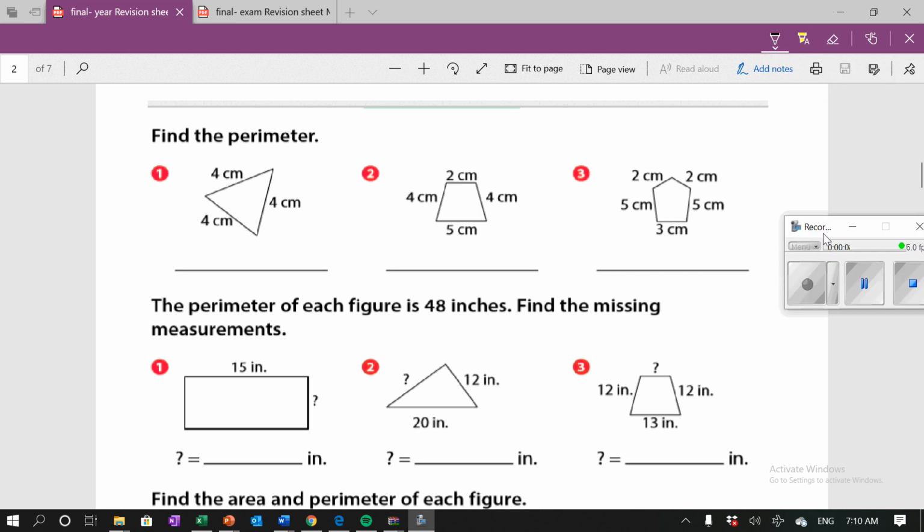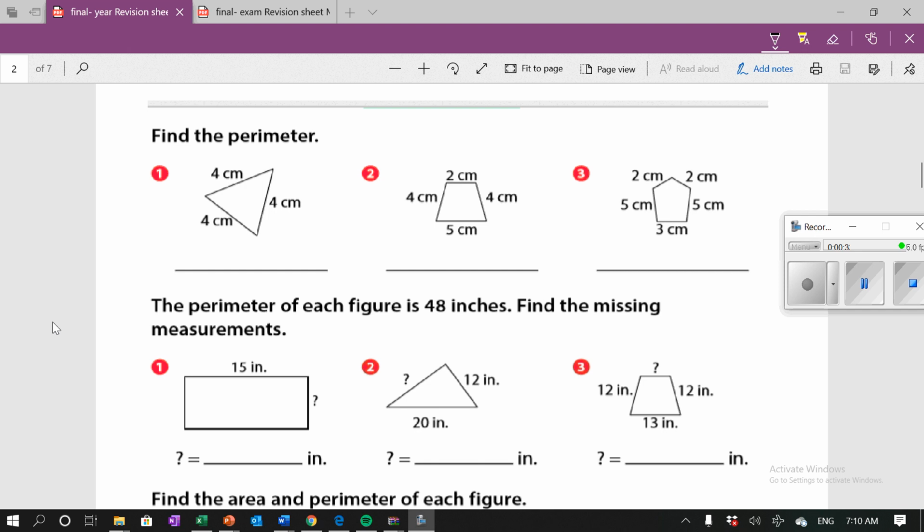Today together we will solve the worksheet for the final revision. Here we will start talking about the perimeter and the area, finding the perimeter and the area for polygons. Then we will go directly to the angles in polygons and quadrilaterals. Now let's start and remember together how we find the perimeter and the area for any polygon.